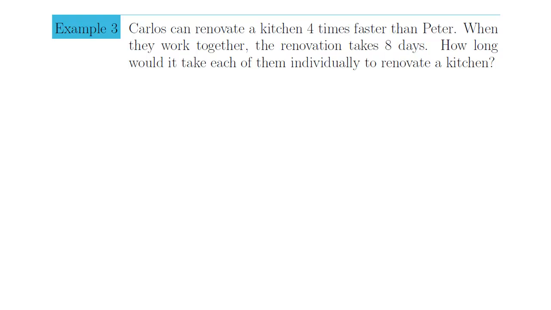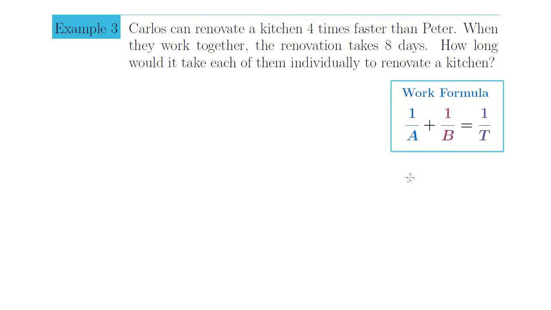Alright, so we have a work problem, and the first thing that we should do is recall our work formula that we can use to help us solve this type of problem. The work formula states 1 over A plus 1 over B equals 1 over T, where A is the amount of time that Carlos would need to renovate the kitchen by himself. B is the amount of time that Peter would need to renovate the kitchen. And T is the total time that the two together would need to renovate the kitchen.